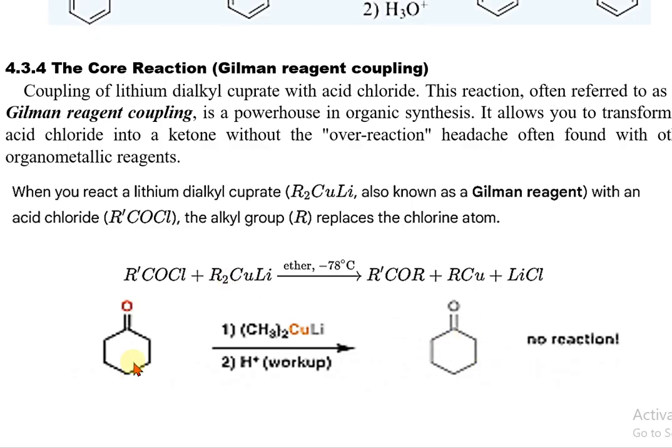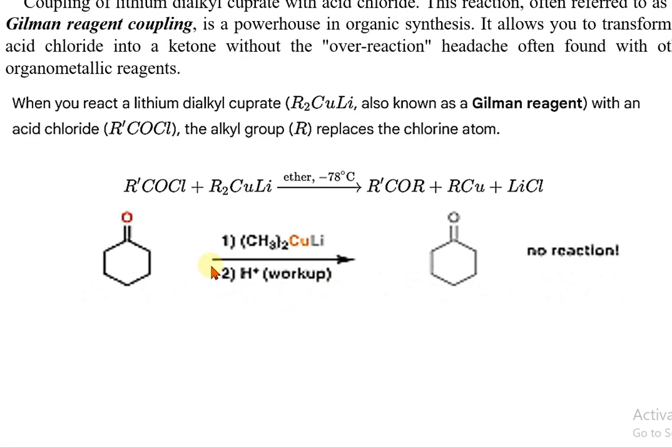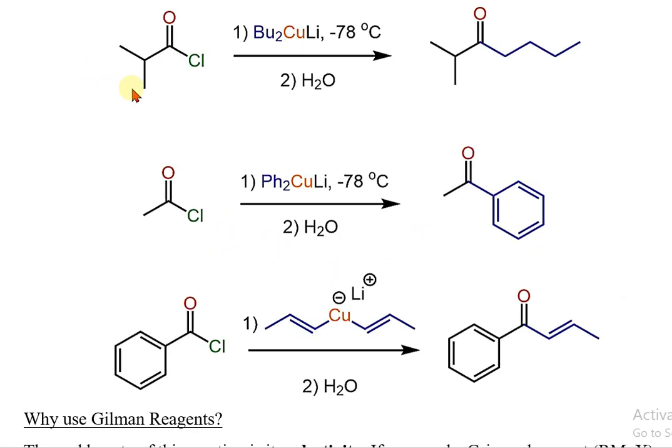So if you have a ketone and the ketone reacts with the Grignard reagent, the reaction will happen and give you alcohol. But here the ketone cannot go further to the alcohol. So here, if you have a ketone and you react the ketone with Gilman reagent, there is no reaction.